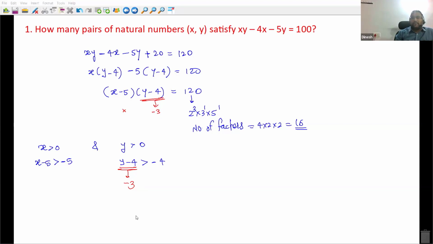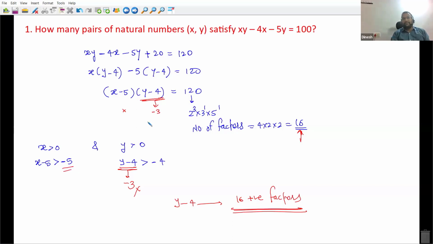So how many values y minus 4 can take? Y minus 4 can take these 16 positive factors. And x minus 5 will take the corresponding value. That is going to be a valid value, a positive number. If this bracket is positive, this bracket automatically becomes positive, positive into positive is positive. Are you getting this? Y minus 4 can take these 16 factors. That is why 16 integral solutions are going to be there.